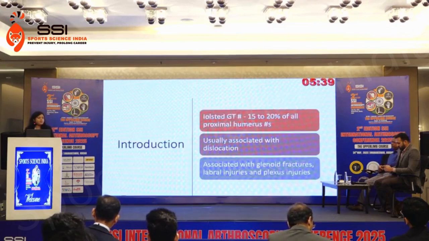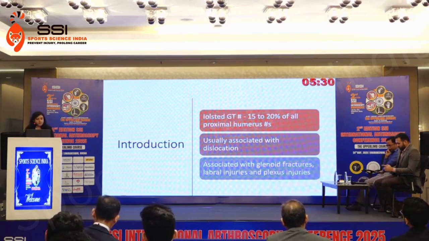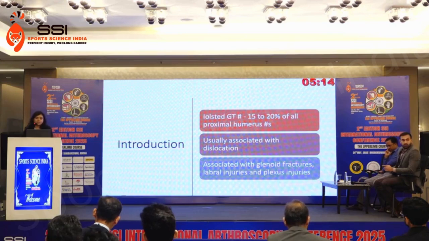protocols. So isolated GT fractures comprise 15 to 20% of all proximal humerus fractures, and most commonly they are associated with a fracture dislocation. While assessing these greater tuberosity fractures, we also have to look at other associated injuries like glenoid fractures, labral injuries, and also plexus injuries. In contrast to proximal humerus fractures, which occur in old osteoporotic bone, these isolated GT fractures tend to occur in young patients with a high energy trauma.